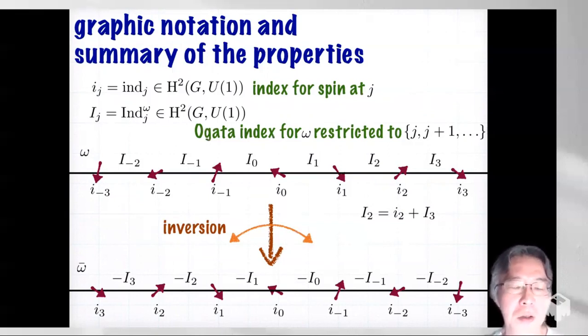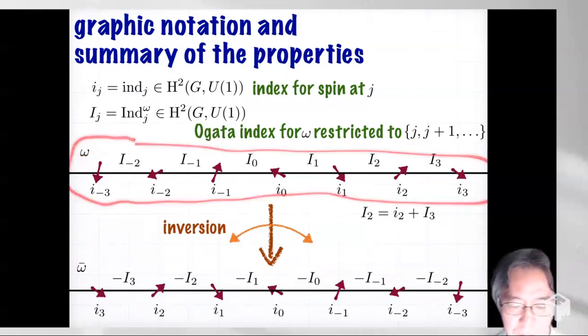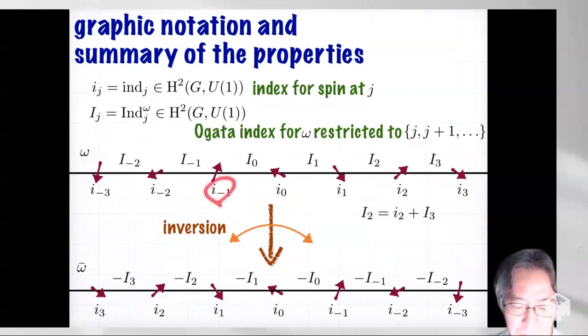So to make our notation simple, by lowercase ij, I denote this spin index. So this is something you already know. And by uppercase ij, I denote the Ogata index. So this is something difficult. You need von Neumann algebra and so on. And so this is Ogata index for omega restricted onto this half infinite chain. So this is omega, a G invariant, unique gapped ground state, and these are spin indices. So you know this already, and these are non-trivial Ogata indices.